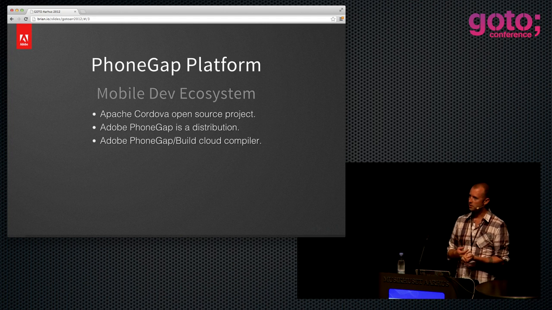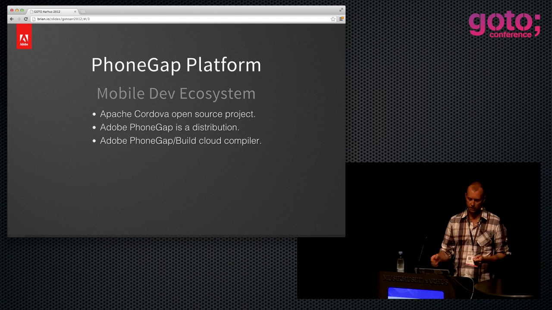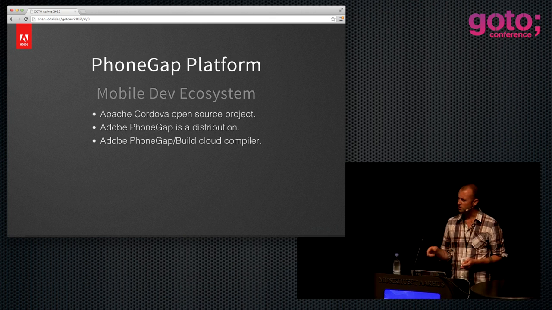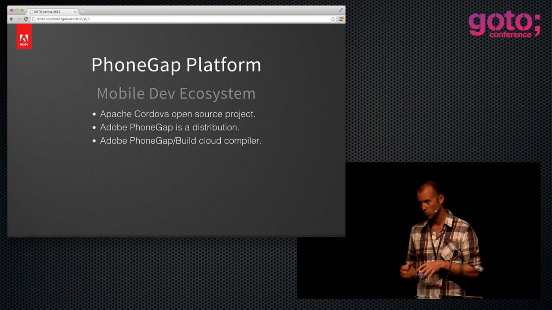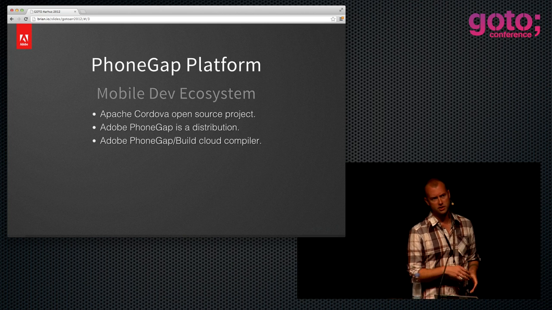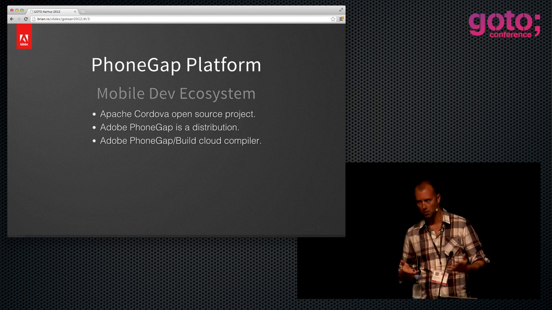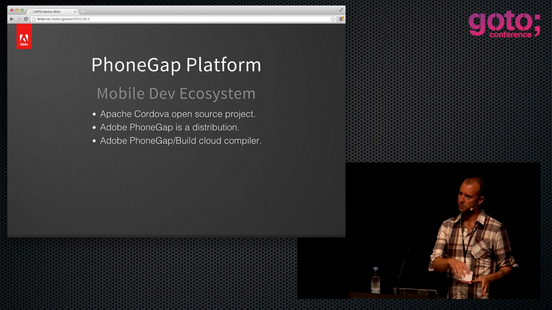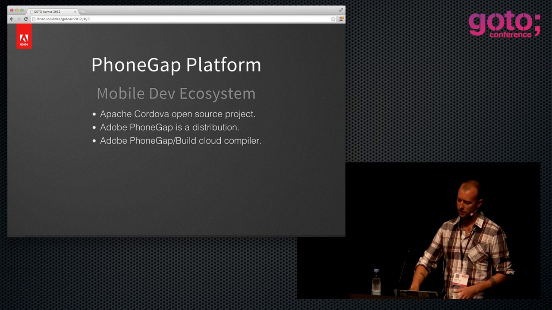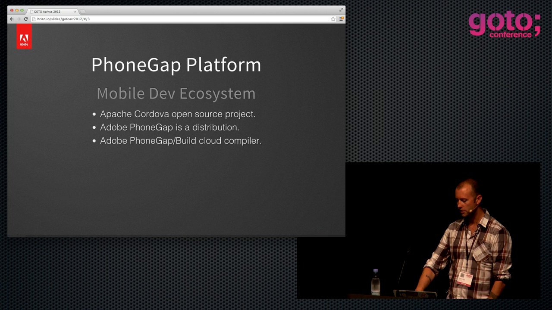The way to think about this is Linux to Red Hat, or Chromium to Chrome, or WebKit to Safari. Same idea. Also, interestingly, and I didn't know this until recently, Apache distributes source, and the Eclipse Foundation tends to distribute binaries for whatever reason. So it sort of works out because we're an Apache project shipping the source of PhoneGap or Cordova, and Adobe PhoneGap is like the binaries.